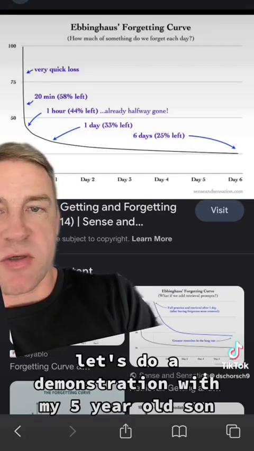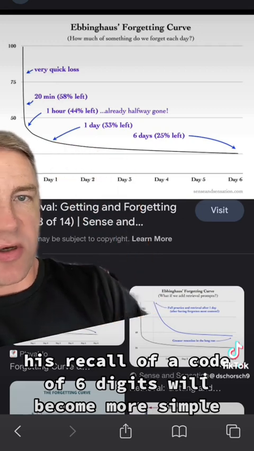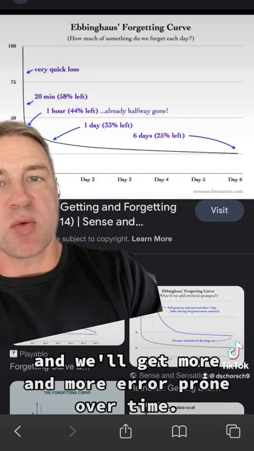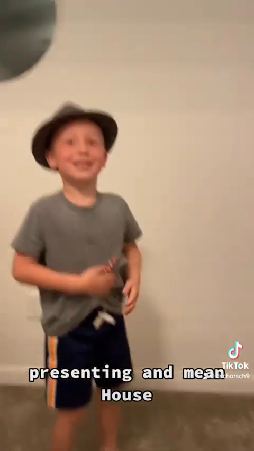Let's do a demonstration with my 5-year-old son. I predict that over time, his recall of a code of 6 digits will become more simple and will get more and more error-prone over time. Presenting Ebbinghaus.